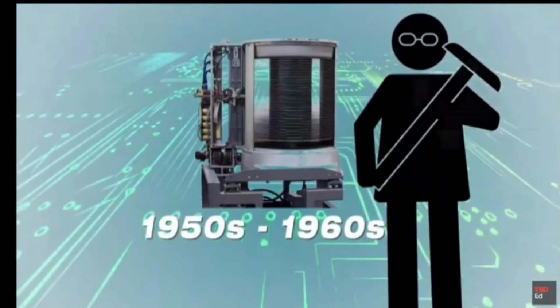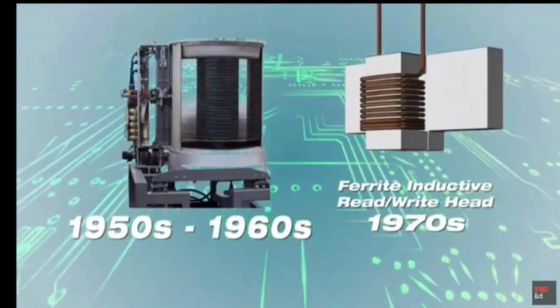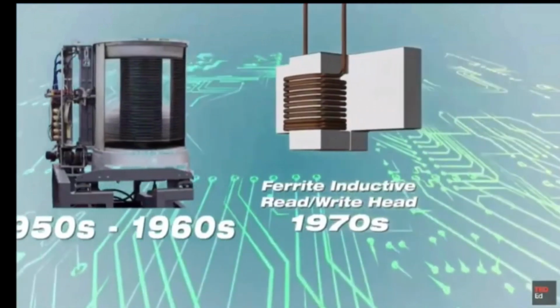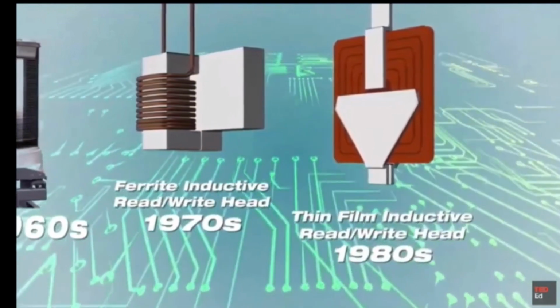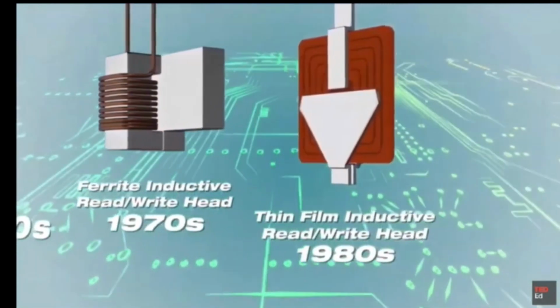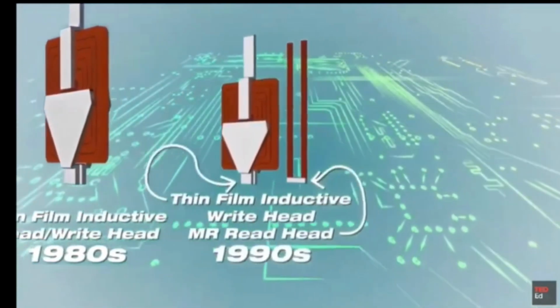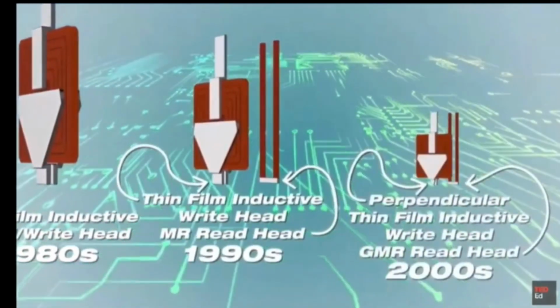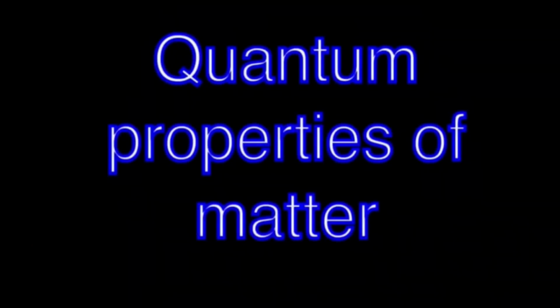This amazing advance in storage capacity wasn't just a matter of making everything smaller, but involved multiple innovations. A technique called the thin film lithography process allowed engineers to shrink the reader and writer. And despite its size, the reader became more sensitive by taking advantage of new discoveries in magnetic and quantum properties of matter.